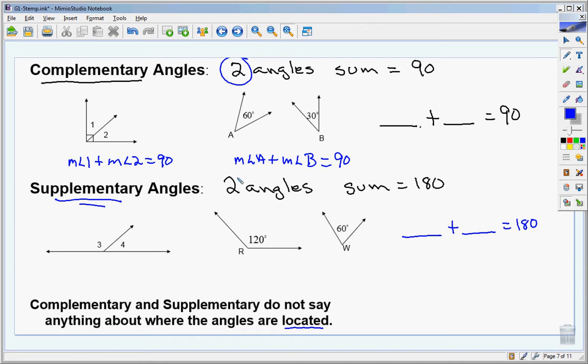Everybody okay with complement and supplement? Again, if you get confused about 90 and 180, alphabetize them. Complement comes before supplement. Put them in numeric order. 90 comes before 180. Complement goes with 90. Supplement goes with 180.